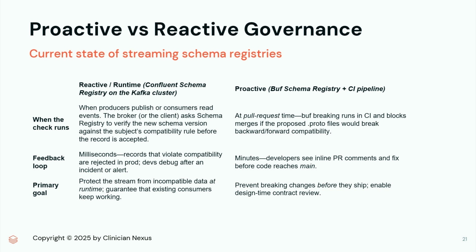What we can do with a more proactive approach is prevent breaking changes from being introduced. So if you're working with the Buf Schema Registry, you can detect your breaking changes at pull request time and have your developers respond to changes before the action is taken. And it's worth noting that if you're using the Buf Schema Registry, they also implement the Confluent Schema Registry, so you get the best of both worlds.